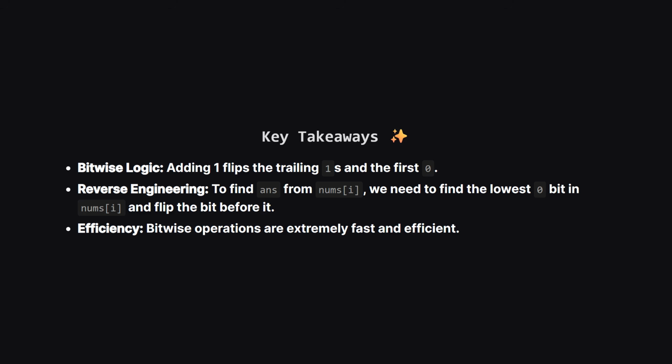So let's wrap it up. The main takeaway here is understanding the relationship between a number and that number plus 1 in binary. We learned that to reverse the operation ans or ans plus 1, we scan from the right and flip the bit just before the first 0 we encounter. This bitwise approach is super efficient and avoids any complex simulation.